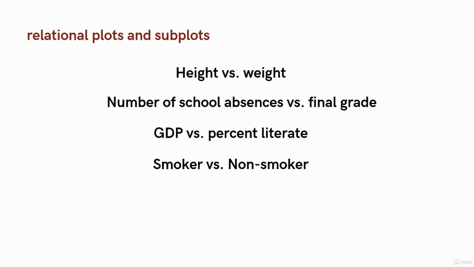Similarly, the relationship between the number of school absences and the final grade, that is, how the school absences affect the final grade of the student. That explains a certain relationship. GDP versus the number of literate people, how the GDP is related to the number of literate people in the country, or how you want to make a comparison of smokers versus non-smokers. So there is a relationship that you are trying to define between two variables, and that is why we call them relational plots or relational subplots. A very powerful feature of the Seaborn library.